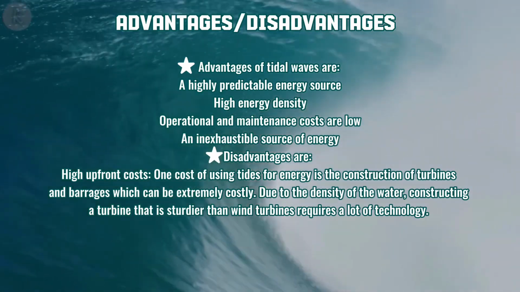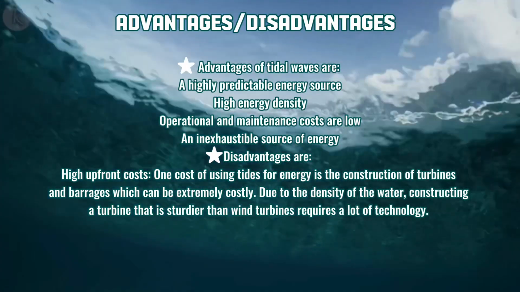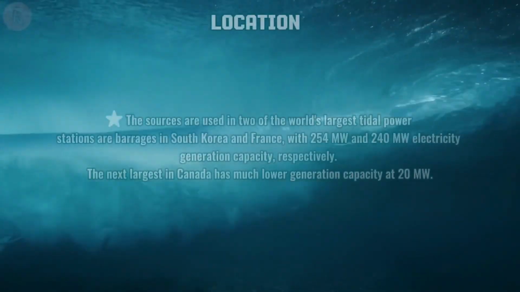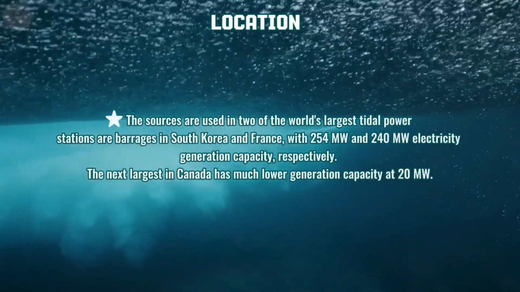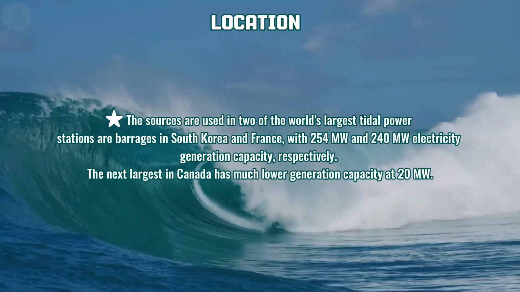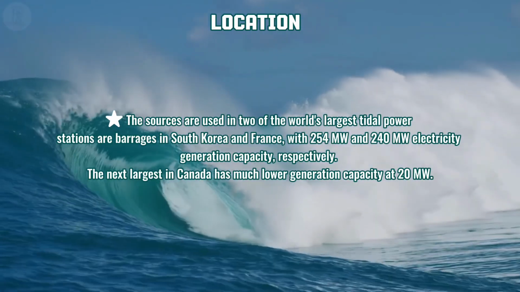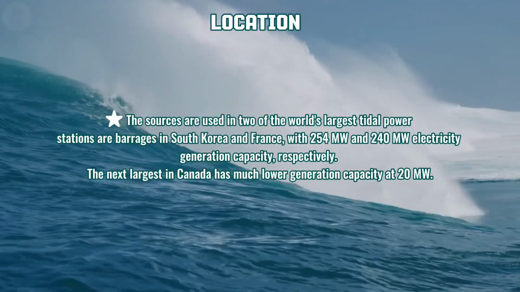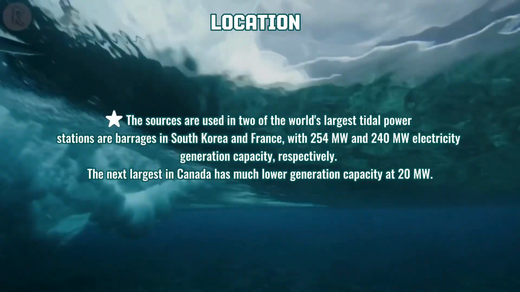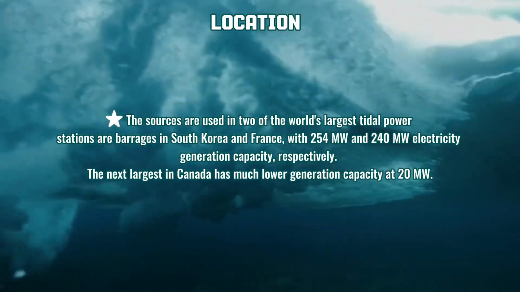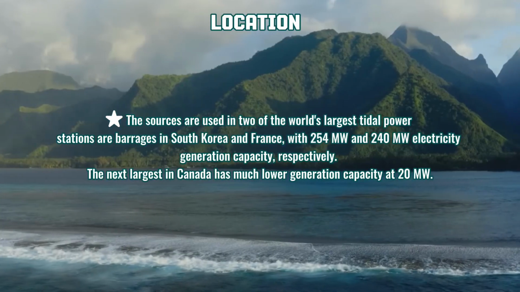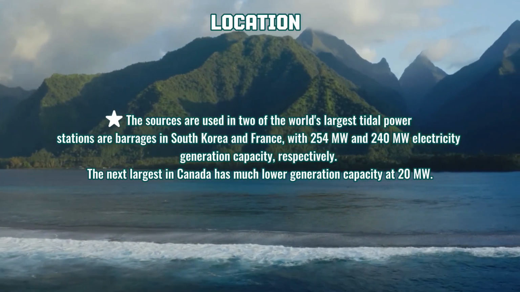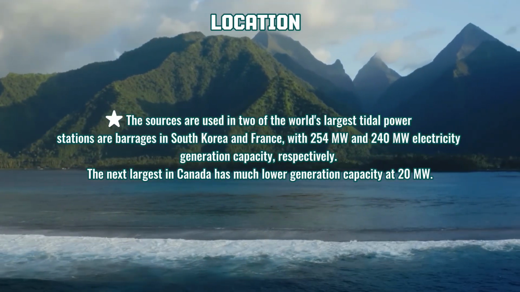Due to the density of the water, constructing a turbine that is sturdier than wind turbines requires a lot of technology. The sources are used in two of the world's largest tidal power stations, the barrages in South Korea and France, with 254 megawatts and 240 megawatts of electricity generation capacity, respectively. The next largest is in Canada, with a much lower generation capacity at 20 megawatts.